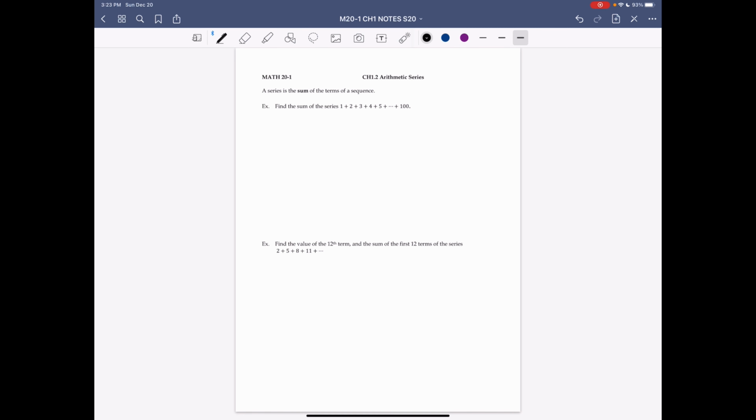Chapter 1.2 Arithmetic Series. A series is the sum of the terms of a sequence. Example, find the sum of the series 1 plus 2 plus 3 plus 4 plus 5 plus ... plus 100.